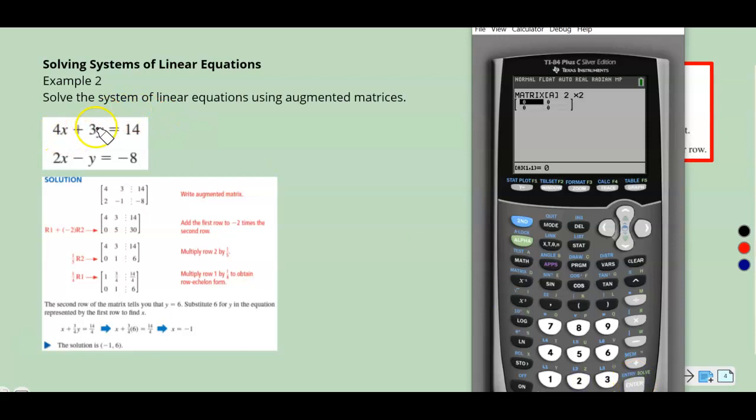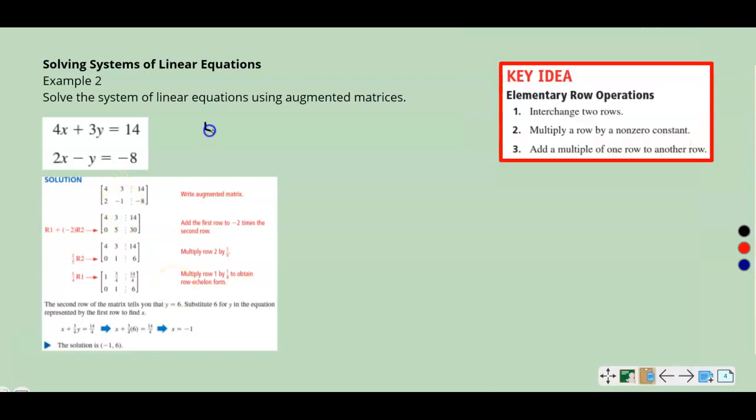All right, so that's going to be 4, 3, 2, and negative 1. So we're going to do 4, 3, 2, and negative 1. All right, so we're going to call that matrix A. Then we're going to go second quit, and that saves matrix A in there. So again, this is matrix A right here. Let's write that down. So A is 4, 3, 2, negative 1.